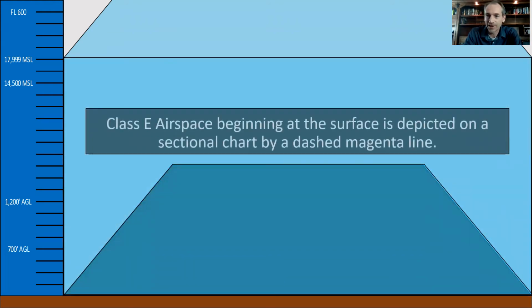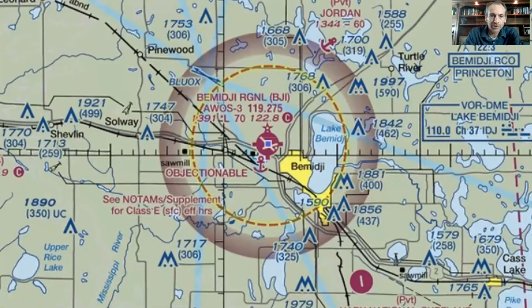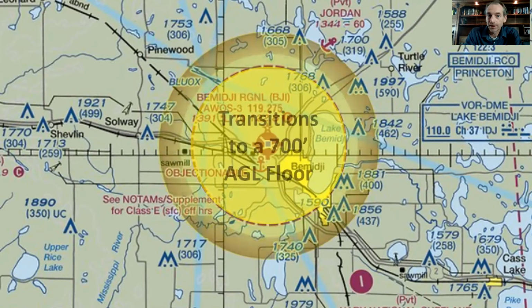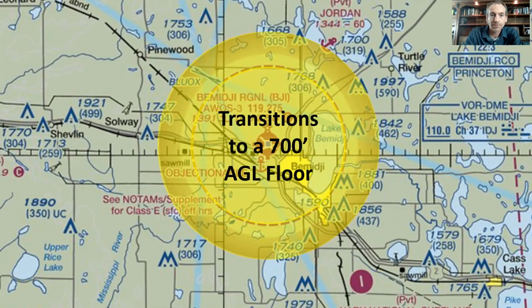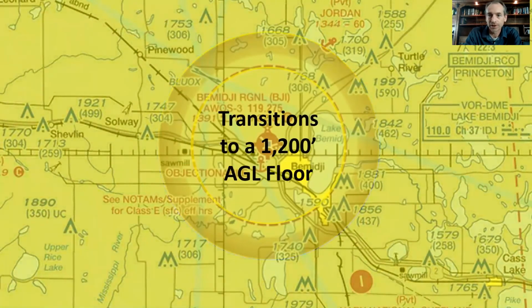Class E airspace beginning at the surface is depicted on a sectional chart by a dashed magenta line, and it's going to be surrounding an airport. So here we see that dashed magenta line. Your Class E starts at the surface. It's going to transition to a 700-foot AGL floor based on that magenta faded line, and then it's going to transition to a 1,200-foot AGL floor outside that magenta line.